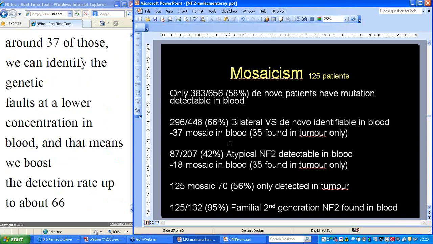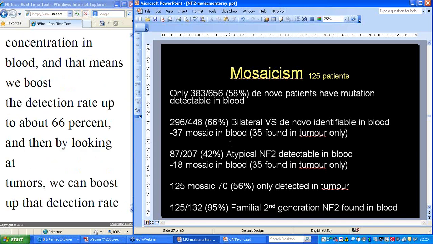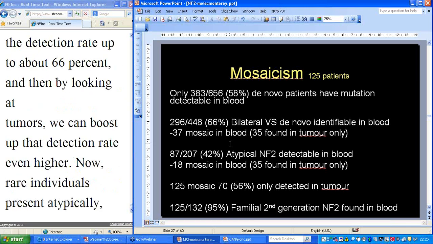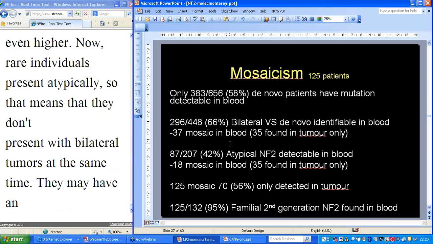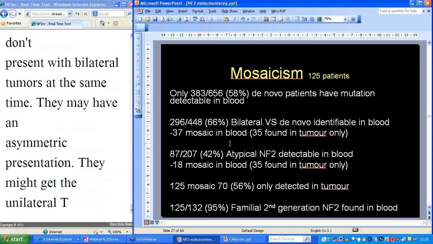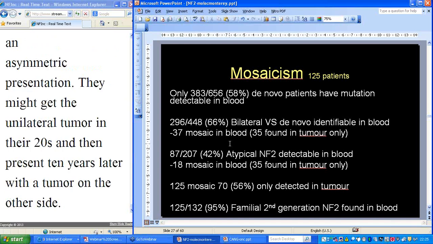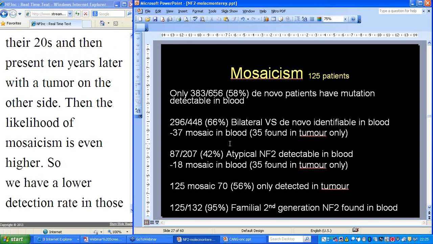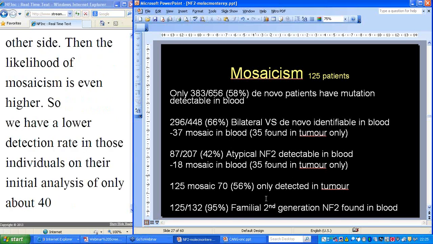And then by looking at tumors, we can boost up that detection rate even higher. Now, where individuals present atypically, so that means that they don't present with bilateral tumors at the same time, they may have an asymmetric presentation. They might get their unilateral tumor in their 20s and then present 10 years later with a tumor on the other side. Then the likelihood of mosaicism is even higher. And so we have a lower detection rate in those individuals on their initial analysis of only about 40%. And again, we can boost that up by looking at the tumors.